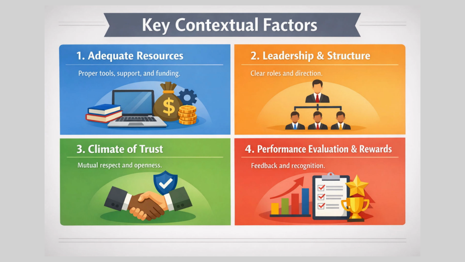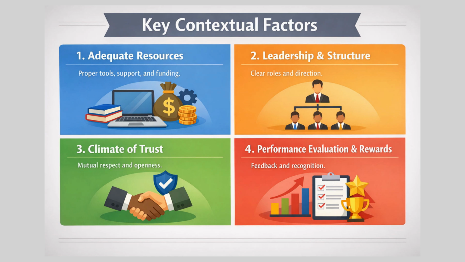4 contextual factors matter a lot. 1. Adequate resources. Teams rely on resources outside the team. Scarcity reduces performance. 2. Leadership and structure. Teams can't function if they can't agree who does what and whether work is shared. Leadership is especially important in multi-team systems.